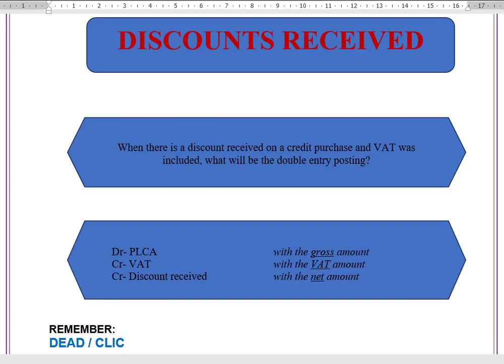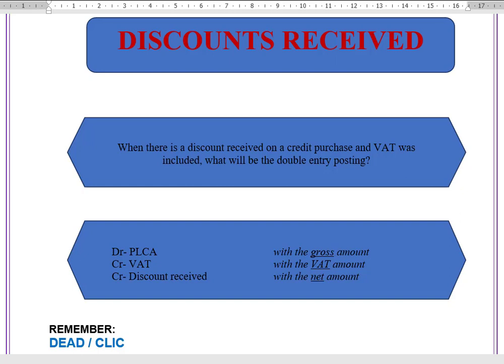When you bought an item, VAT on your purchases is an asset in your hand. You would have debited your asset account because you can claim that back from the government. But technically, you didn't spend the money anymore. So you're going to do the opposite of what you did originally. You will then credit the VAT account.